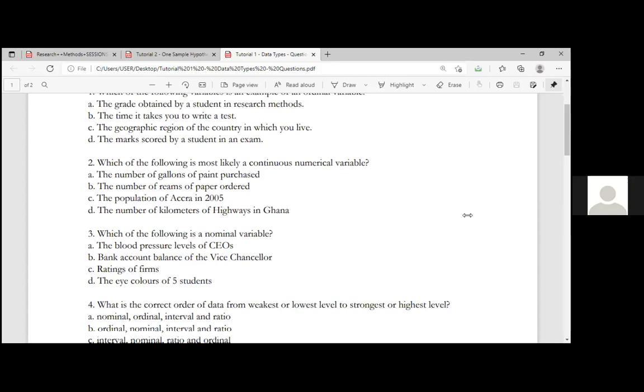Please, I'm not saying your answer is correct, but that is not what I'm expecting from you. I want you to tell me the type of data and the level of measurement. Please, it's numerical ordinal. The blood pressure level of CEOs. Numerical ordinal. Why are you saying it is numerical? The level of blood pressure.